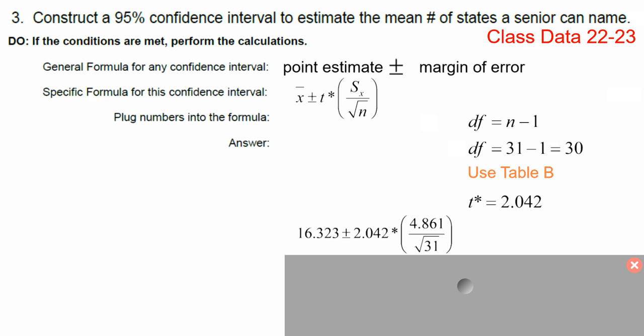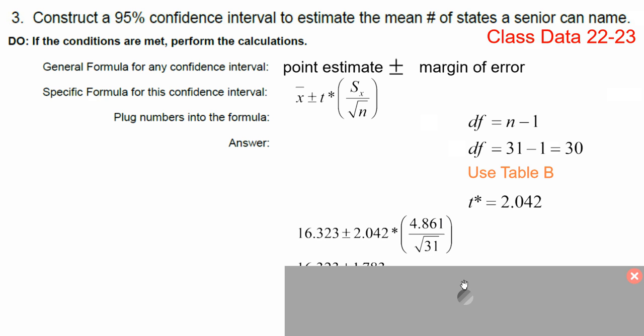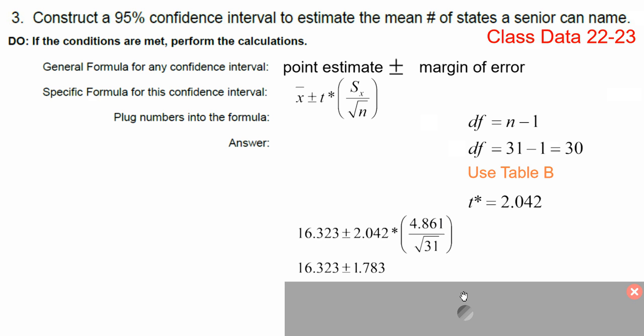So again, you're not using your cell phone calculators. You're going to use your Desmos scientific calculator or an actual scientific calculator, graphing calculator, to do this. And so if you remember your order of operations, to start, you're going to go through grouping symbols. You're going to take 4.861, divide it by the square root of 31, hit enter. Take that answer times 2.042, hit enter. That should come out to be approximately 1.783. We're going to use that for our margin of error, right? Or the standard of error.